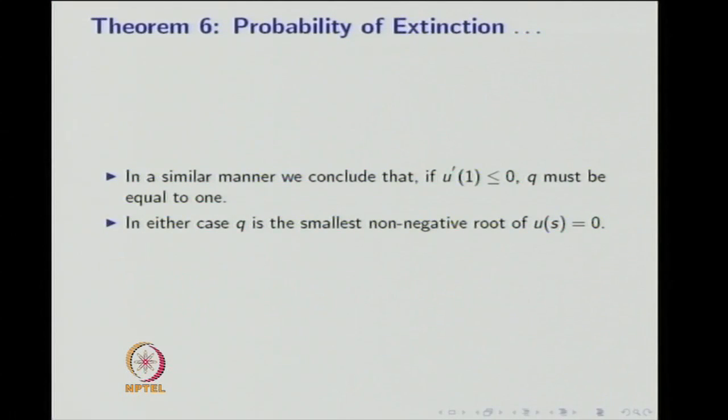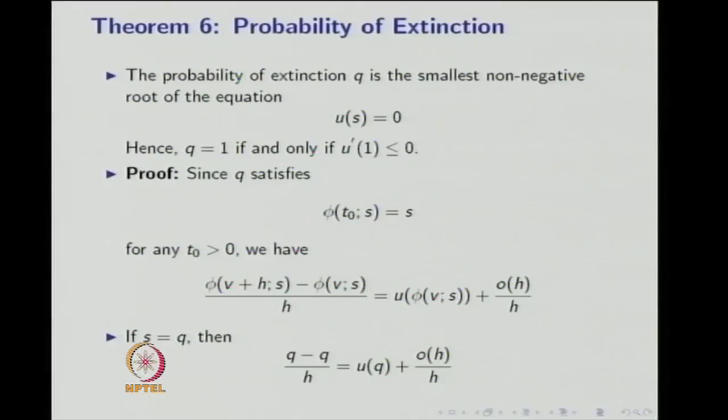In a similar manner, we conclude that if u dash of 1 is less than or equal to 0, q must be equal to 1. In either case, q is the smallest non-negative root of u of s equal to 0. So hence, the probability of extinction q is the smallest non-negative root of the equation u of s equal to 0. When u dash of 1 is less than or equal to 0, the probability of extinction will be 1.